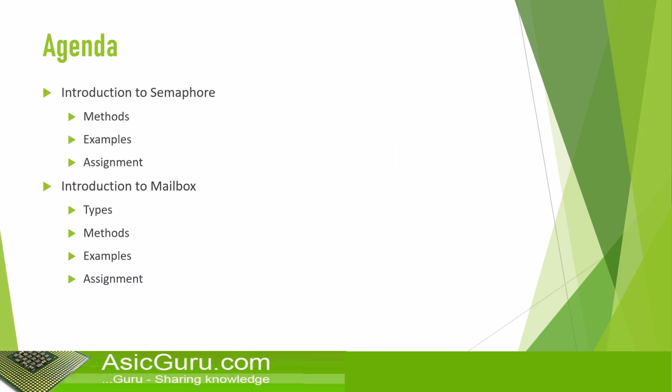This is the agenda for today's session. So I have structured it in a way to cover everything you need to know about semaphores and mailboxes. Firstly, we will start with an introduction to semaphores and its importance in resource management. Then we will discuss its methods and understand it with a few examples. After that, we will shift to an introduction to mailbox, explore its types, and cover its methods along with a few examples. And finally, we will wrap up with an assignment to test your understanding.